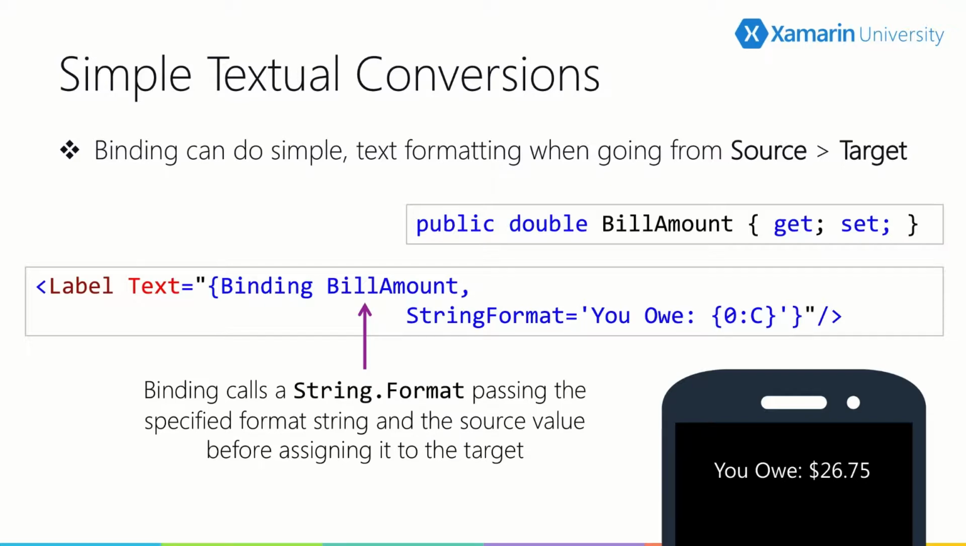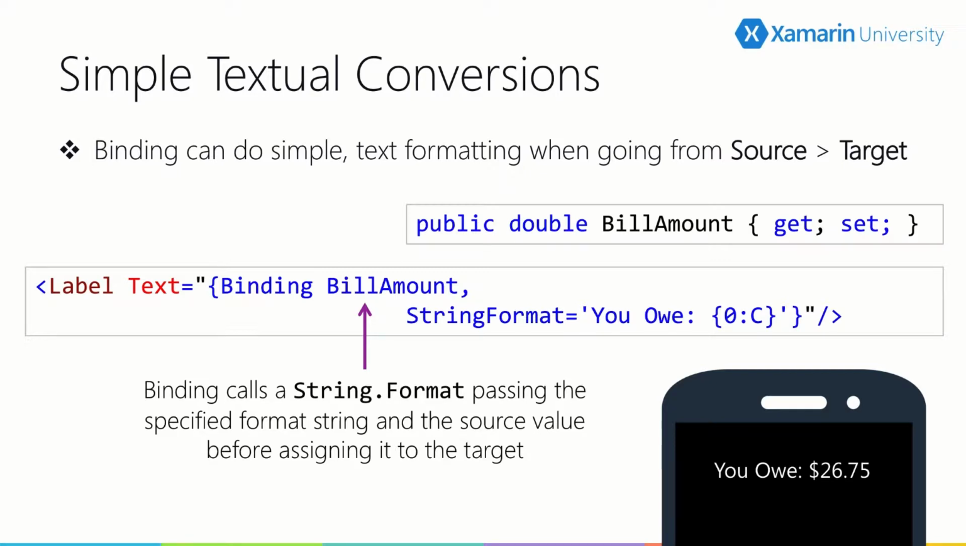Let's start with a simple example. Here in this example, we have got a double value called bill amount in our model. And on the UI side, we have a label. The text property of the label is string-based. Still, we don't have to worry about any actual conversion. We can just data bind our double bill amount to this text attribute. Just by saying binding bill amount, this would output the double value and assign it to the label.